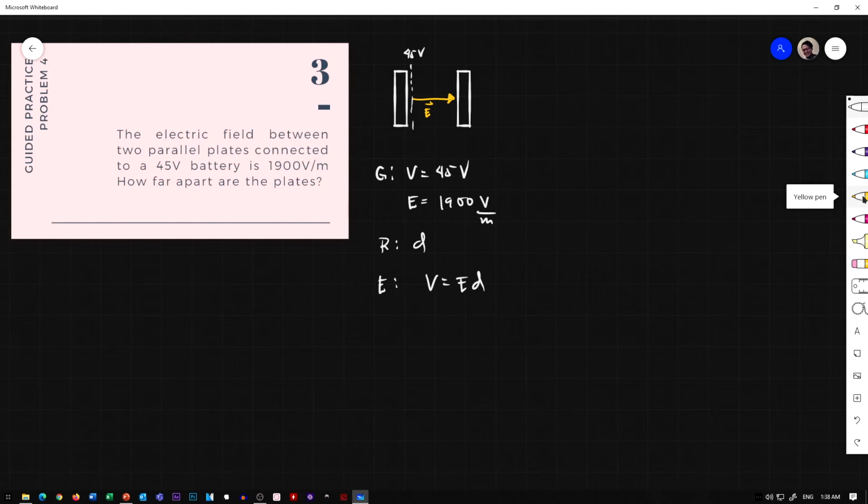There. So since we're going to need the distance, just divide both sides by E. So you cancel this one. Then the solution. So our solution would be, let's write it on this side. We have distance is equal to, what's our voltage? 45 volts divided by 1900 volts per meter. There, then you just show the cancellation, and that's it. Proceed on writing the answer. So distance will be having a unit of meters.